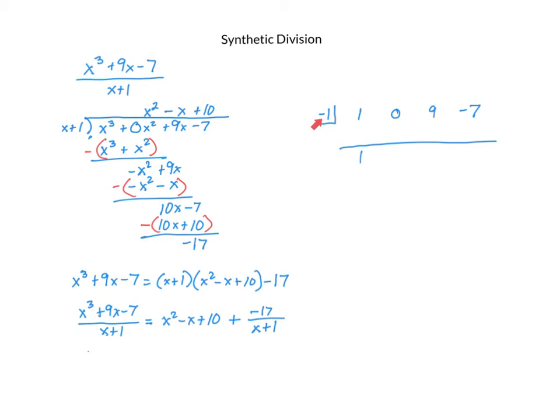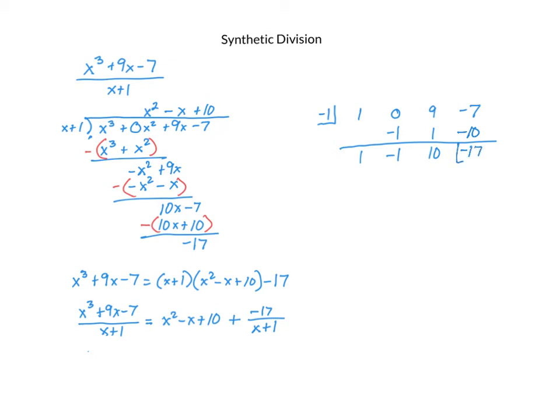Multiply this number by the number we just brought down, so -1 times 1, and we'll write it right here. That's -1. And then we add. So 0 plus -1 is -1, and we repeat the process. Multiply. That's a 1. Write it down right here. And add. Repeat the process again. Multiply. Write the number down right here. And add.